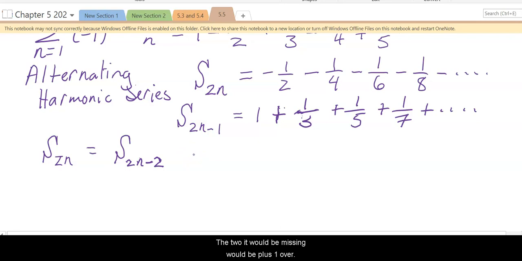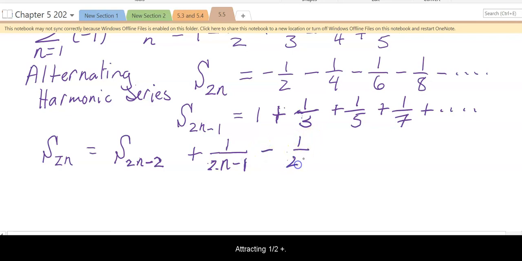The two it would be missing would be plus 1 over 2n minus 1 and, oops, get the 1 on there, and subtracting 1 over 2n. Those added together would give me s sub 2n. The question now is, how did the size of s sub 2n compare to the size of s sub 2n minus 2?